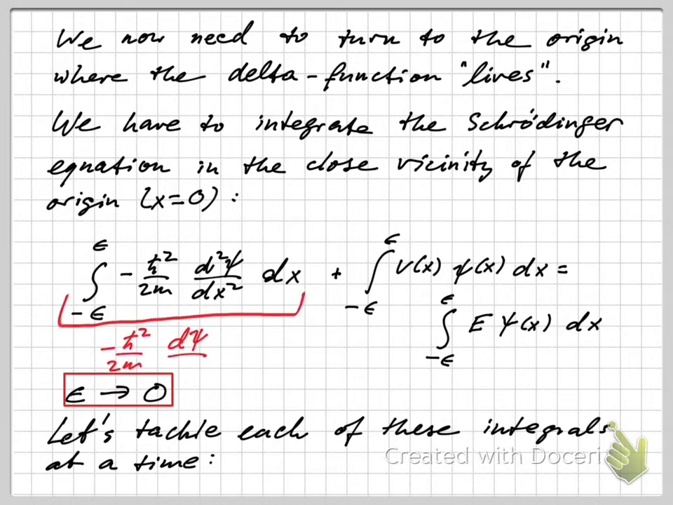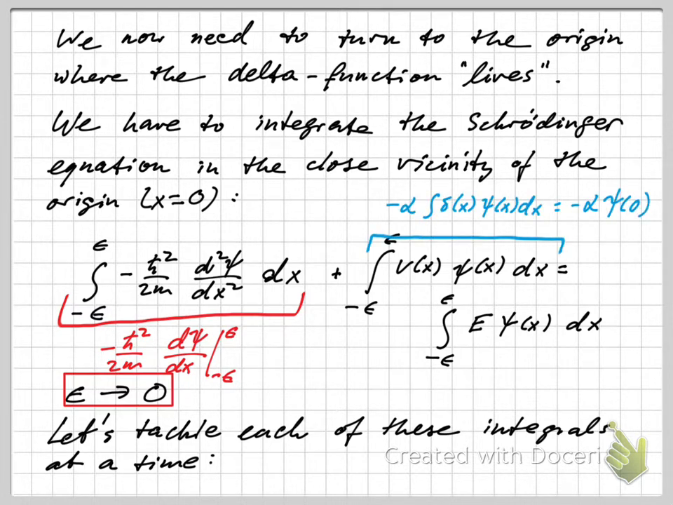The first one is basically, well, you have to find the antiderivative, right? And the antiderivative is basically the first derivative of psi, because the integrand is the second derivative of psi. So you're going to be left with the first derivative of psi with respect to x, and now we have to evaluate that antiderivative at the limits of integration, epsilon and minus epsilon. So that's pretty straightforward. The second integral here could be written as, if I plug in what V of x is, namely minus alpha times the delta function, then we get that integral, and now we make use of a property of the delta function to say that that is just equal to minus alpha times the wave function evaluated at the origin. So that one is also pretty straightforward.